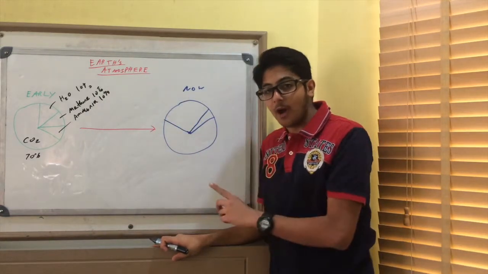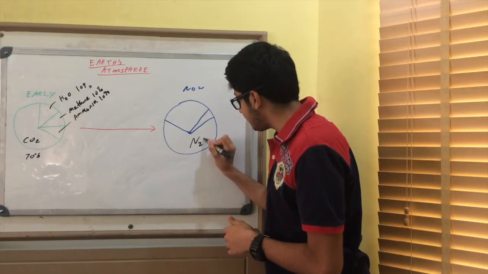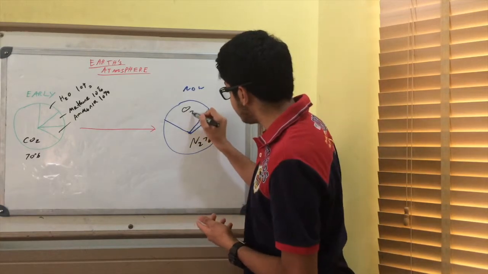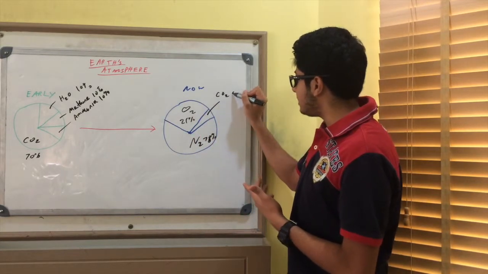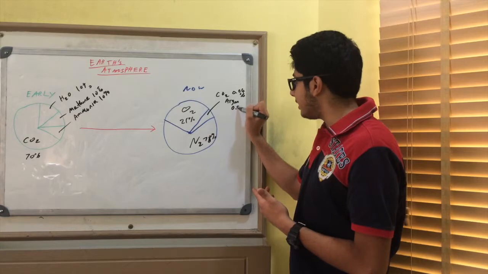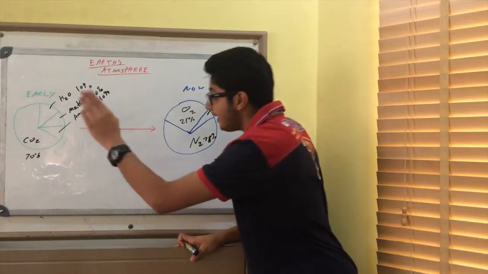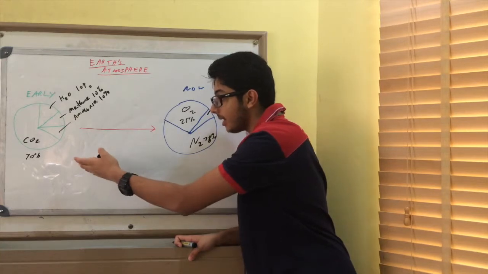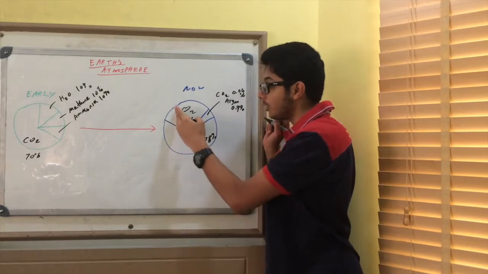But in the Earth's atmosphere now, the most abundant gas is actually nitrogen, with about 78% of the Earth's atmosphere. Then we have oxygen, of course, with about 21%, and then carbon dioxide with about 0.04%, and argon with 0.9%, and of course some other gases. Now the question is, how do we get from here to here? How did most of the carbon dioxide somehow disappear, and how is nitrogen the most prominent gas now, with oxygen as well?